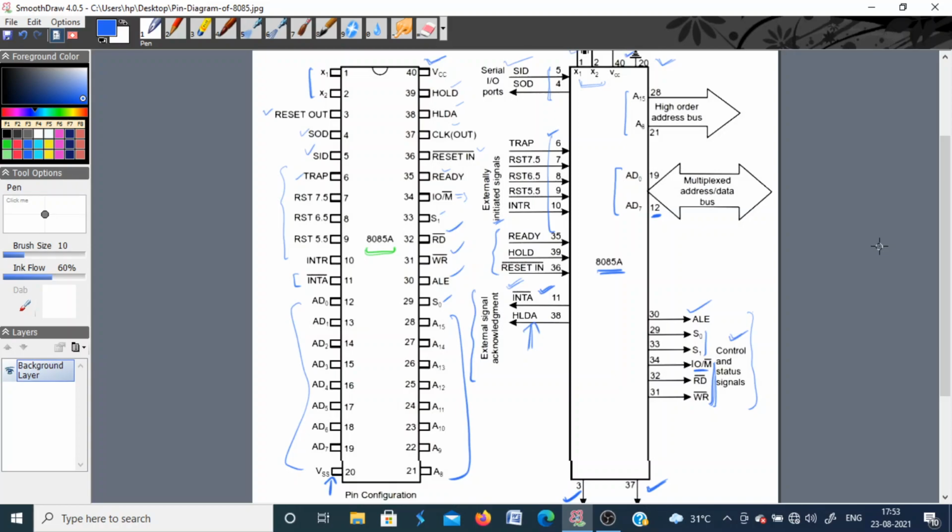Next we will study the timing diagrams, how the microprocessor controls the communication between the memory and the processor, which is controlled by various control signals that we will discuss now.